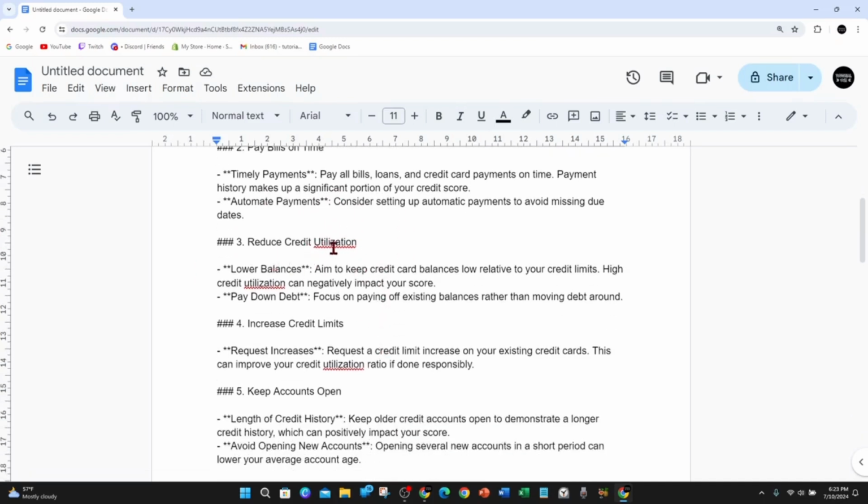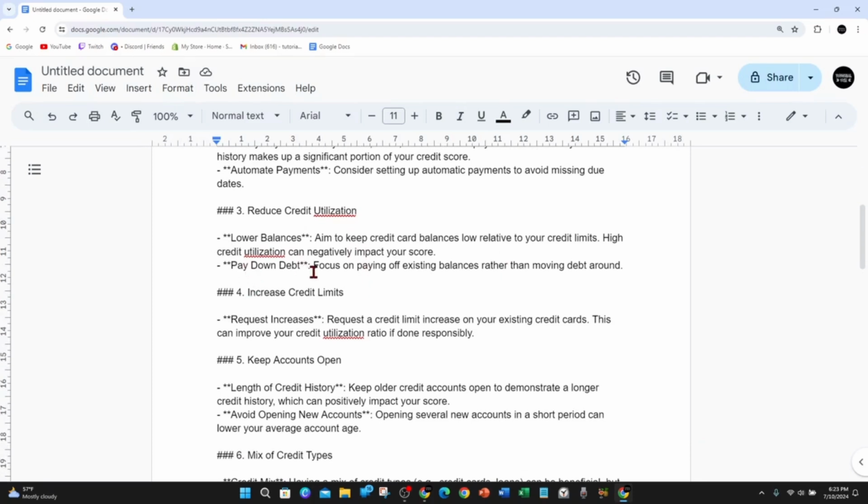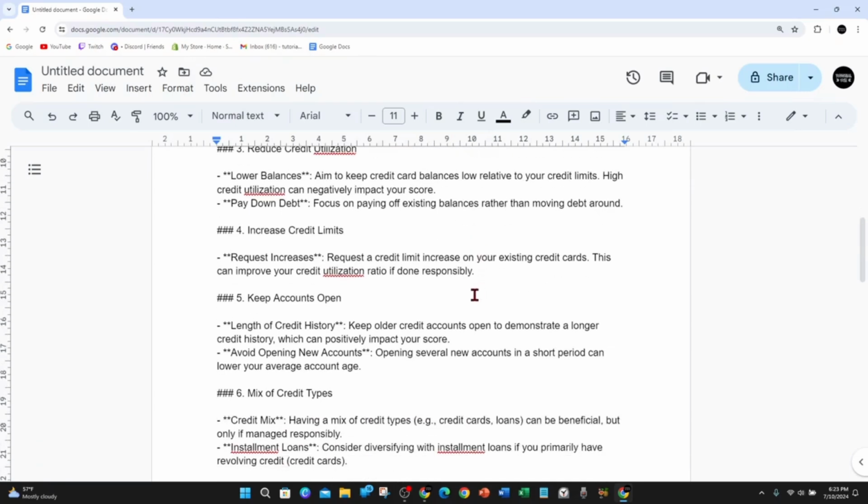Reduce credit utilization. So aim to keep credit card balances low relative to your credit limits. High credit utilization can negatively impact your score. And then pay down debt. So focus on paying off existing balances rather than moving debt around.